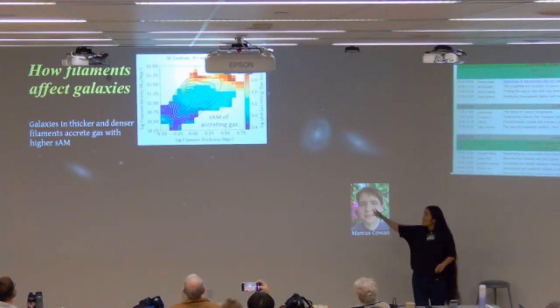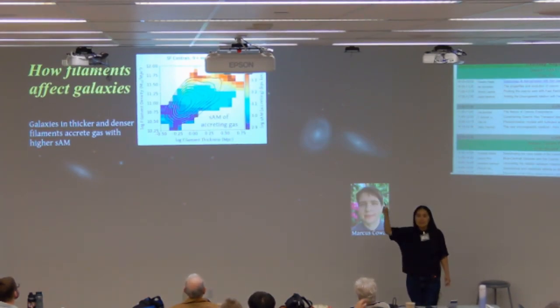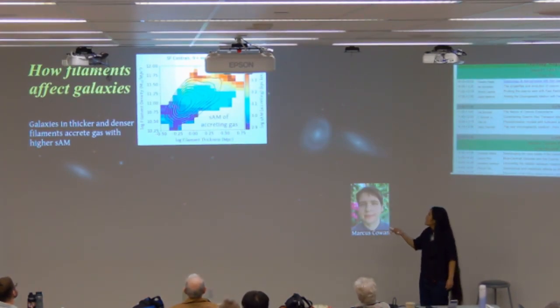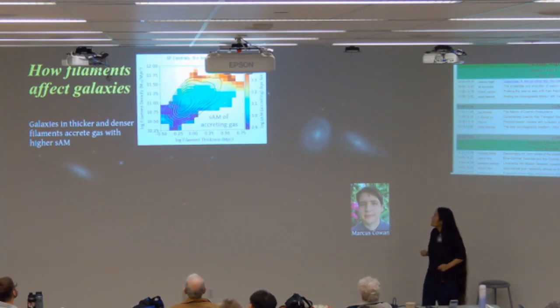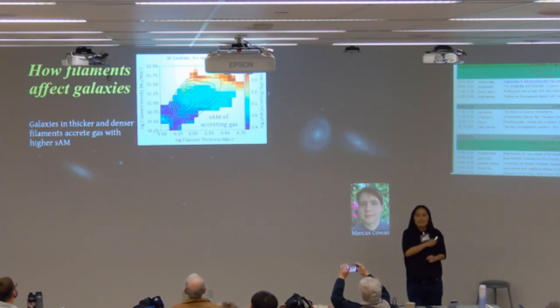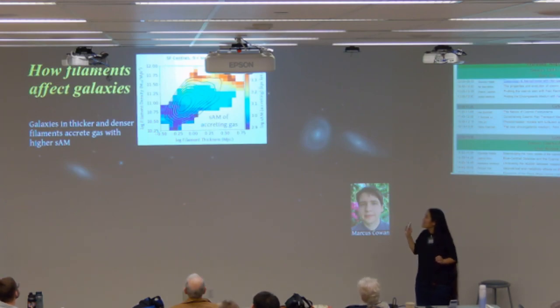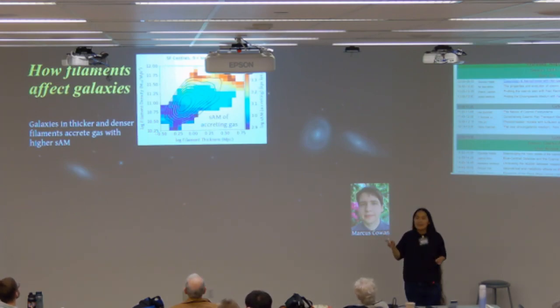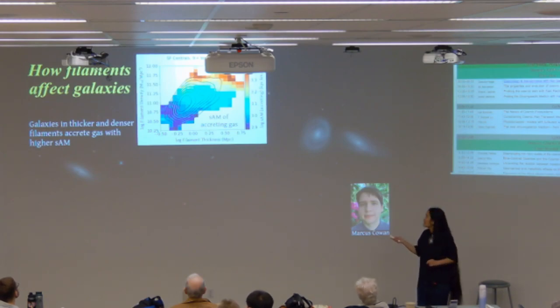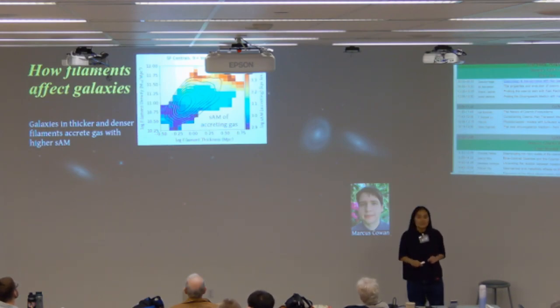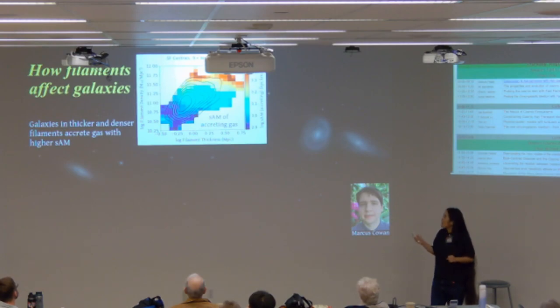So the first thing, now this is a plot of the galaxies, not the filaments, okay? The contours represent the number density of galaxies in the plot, and now we have reversed it, sorry about this, putting density on the y-axis and thickness on the x-axis. That's the density of the filament that the galaxy is nearest to, and this is the thickness of the filament that the galaxy is nearest to, okay? So this is a galaxy plot.